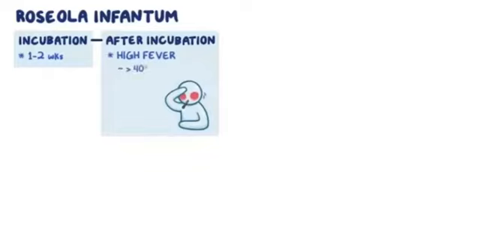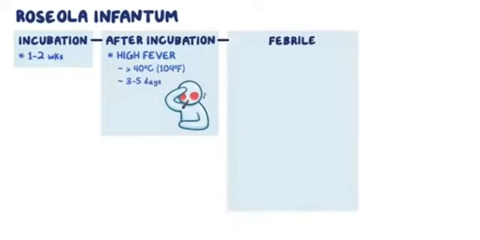Most often, though, HHV6 causes a disease called roseola infantum, which usually occurs in young children aged between 6 months and 2 years. The disease has an incubation period of 1 to 2 weeks. After the incubation period, the disease debuts with a high fever that may exceed 40 degrees Celsius or 104 degrees Fahrenheit, and usually lasts 3 to 5 days.